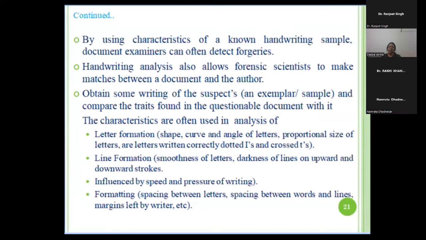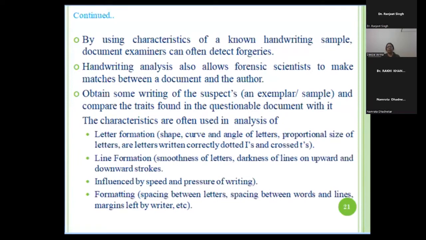By using characteristics of known handwriting samples, a document examiner can often detect forgeries. Handwriting analysis also allows forensic scientists to make matches between a document and the author. Obtain some writing of the suspect as an exemplar or sample writing. Compare the traits found in the questioned document with it. The characteristics are often used in the analysis of letter formation in the course of comparison of writings, and to decide whether these are genuine signatures or there are chances of forgeries.